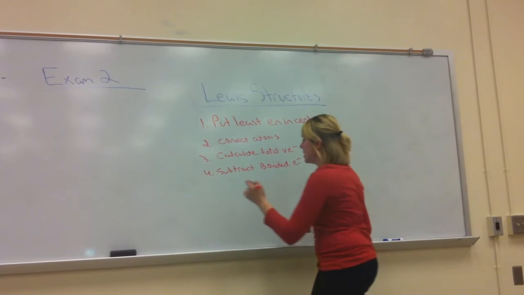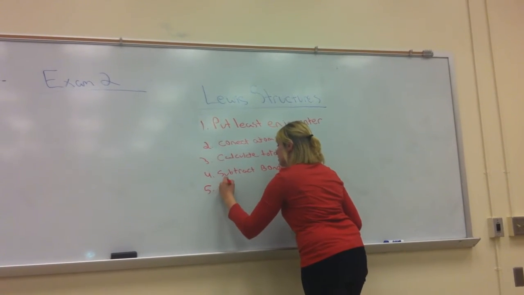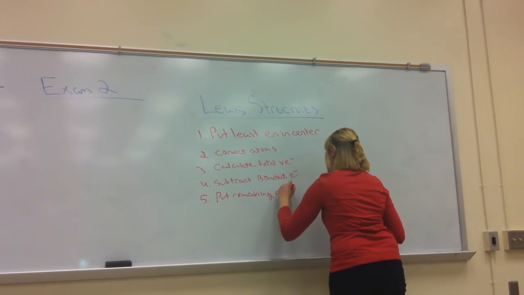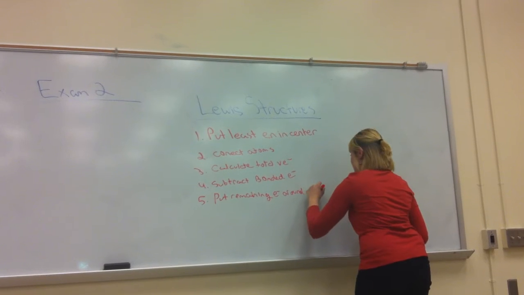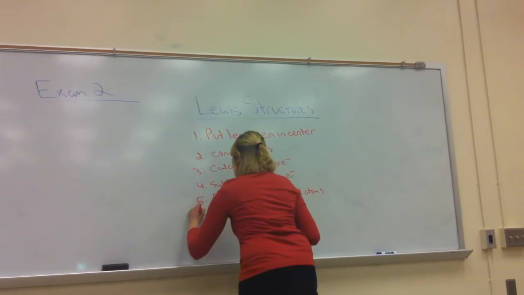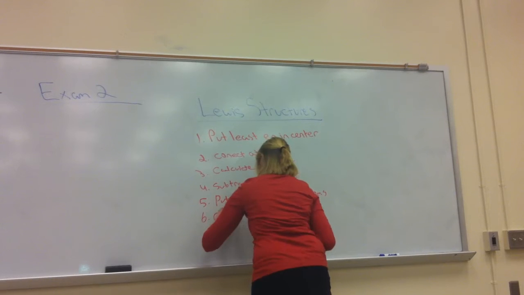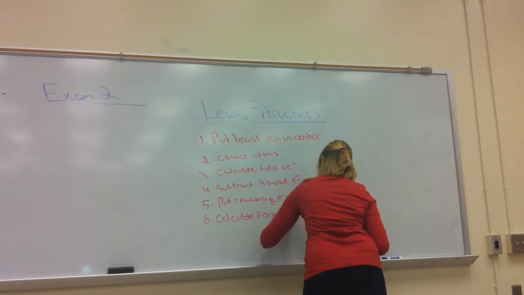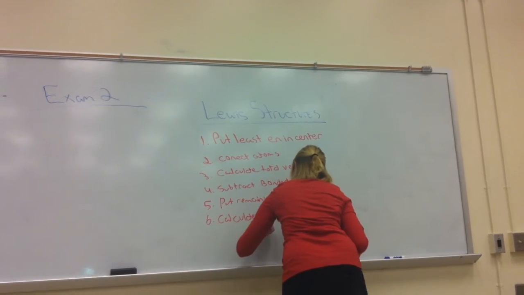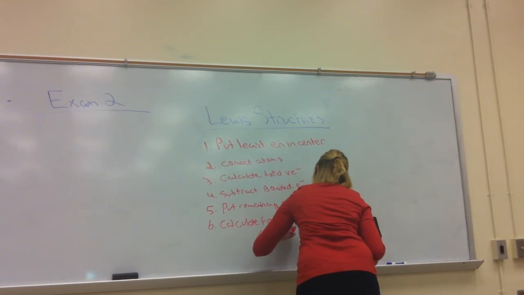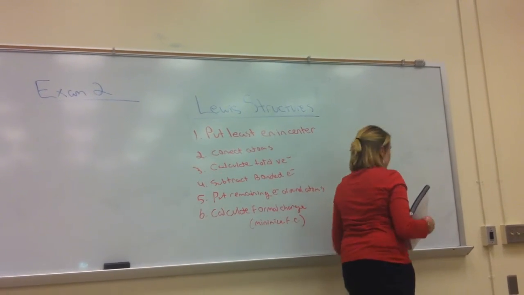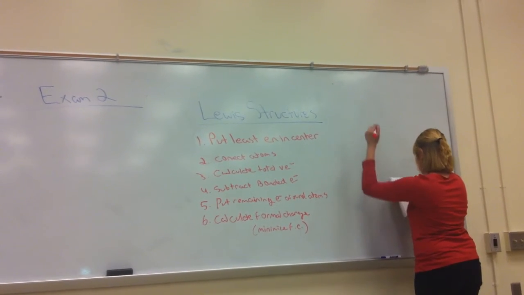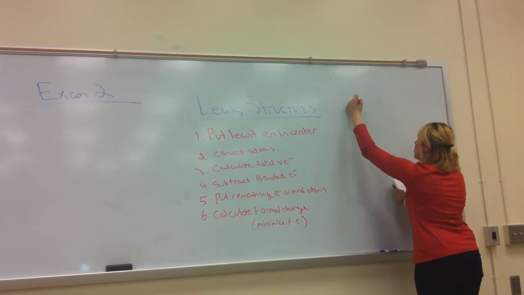Fifth, put the remaining electrons around atoms. Sixth, calculate formal charge. And then lastly, minimize formal charge. All right, so I'll give you compounds such as, start off with O3.